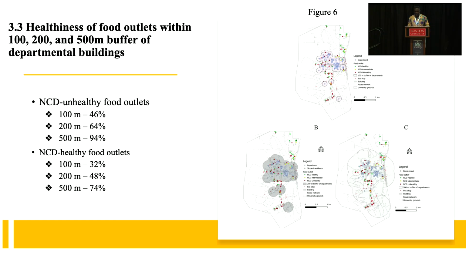The same scenario: A represents the 100-meter buffer, B represents the 200-meter buffer, and C represents the 500-meter buffer. Here, 46% of the mapped unhealthy food outlets were within the 100-meter buffer, 64% were within the 200-meter buffer, and 94% were within the 500-meter buffer. For the healthy food outlets, 32% were within the 100-meter buffer, 48% within 200, and 74% within the 500-meter buffer.